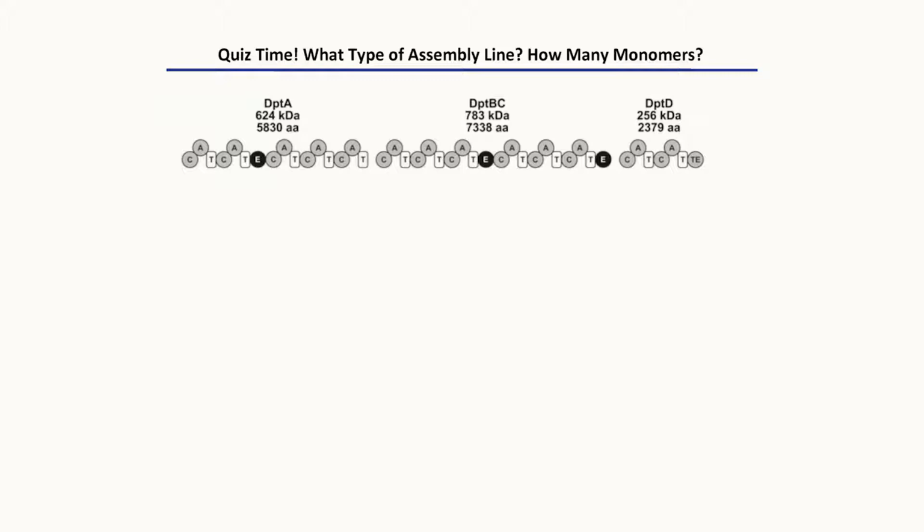Loading module. Yeah, there's no loading module here, right? No AT at the beginning. So what's going on?